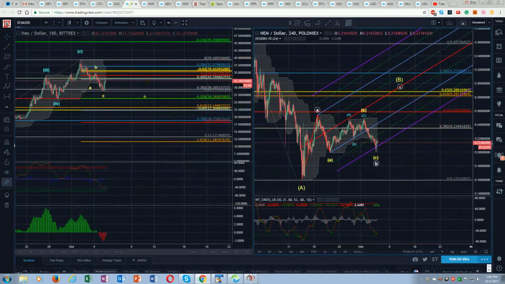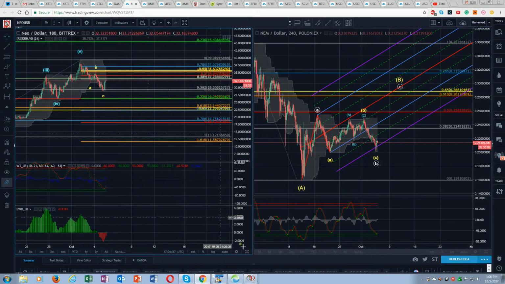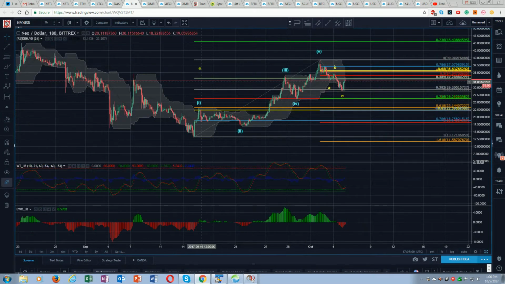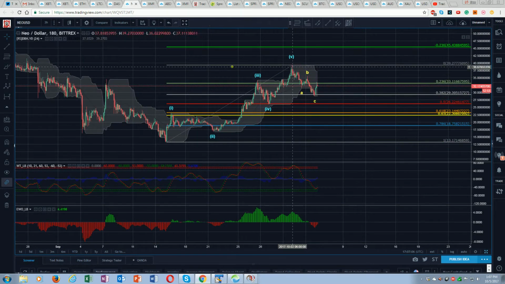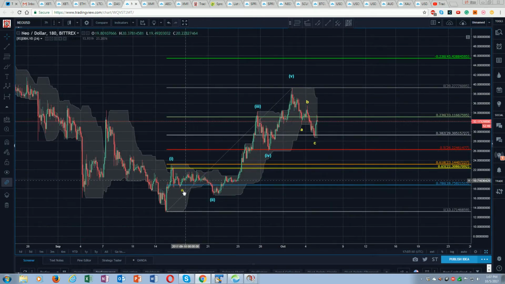Let's go over to NEO and NEM. Now, NEO, that's an awfully good looking wave count, right? So that's just right out of a textbook. It doesn't get any prettier than that. Okay, so we get the 1, 2. There's the 3 down to the 50.